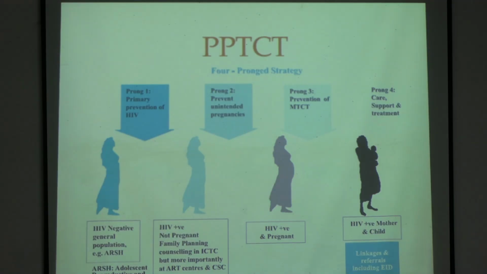So if you focus on this photo, the first lady, and see what's written, it says HIV negative general population. So we need to address them via ARSH, adolescent reproductive and sexual health. This is how we approach them. Whenever you go to a gynecologist or see a gynecologist's report, you will see HIV, HCV, HBsAg baseline investigations, which all gynecologists will do, or a surgeon will do before any sort of procedure because of this. So this is the first prong of PPTCT.